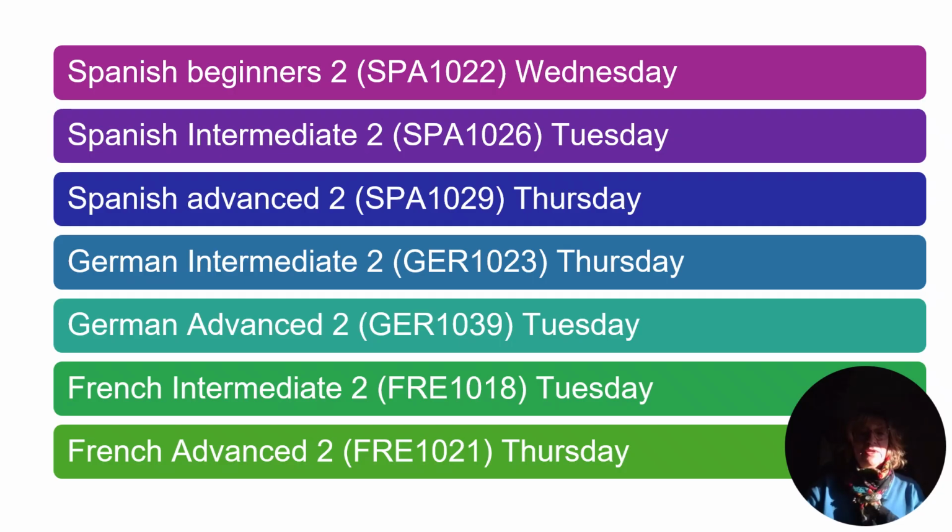If you want to enroll in the languages, this is the code that you need to find on the registration form. For example, Spanish Beginners 2 is SBA 1022 and is on Wednesdays. Spanish Intermediate 2 is SBA 1026 on Tuesdays. Spanish Advanced is SBA 1029 on Thursdays. And you have the rest for German Intermediate, Advanced, and the same for French.